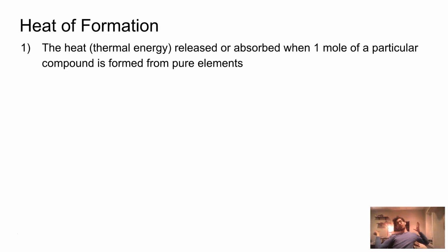Well, this is the heat or thermal energy that's either going to be released or absorbed when 1 mole of a compound is formed from pure elements. So we'll look at some examples. The symbol we use for the heat of formation is delta H F, delta H being our heat guy and F being for formation. This can be a positive value or a negative value. If it's negative, that means it's exothermic and we are releasing heat during the reaction. If it's positive, that means heat is absorbed during the reaction.